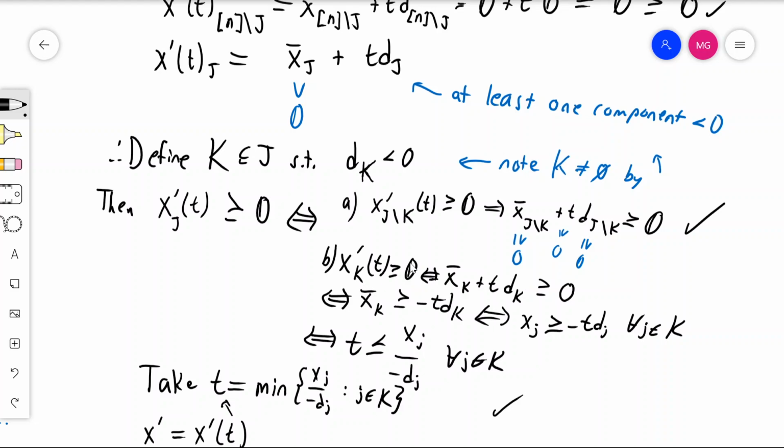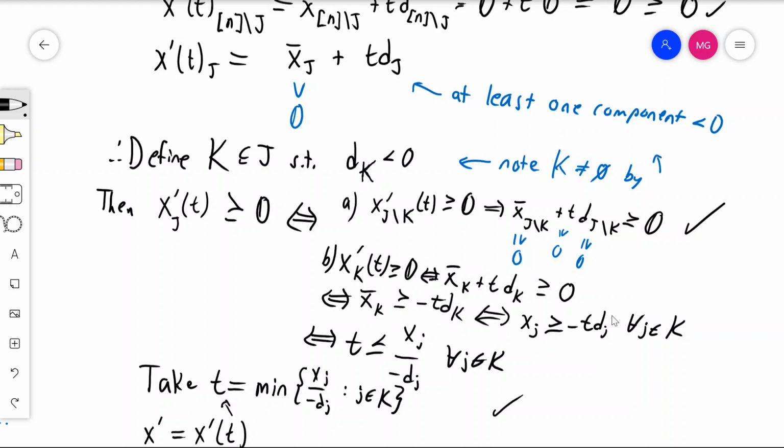So x prime of t indexed by K, those are non-negative if and only if the corresponding components of x bar plus td are non-negative. And these are vectors, right? They're subvectors of the overall vectors x bar and d indexed by K. So you just move this to the other side: x bar greater than or equal to minus t d_K. And for one vector to be greater than or equal to another, that means each of the individual components. So this inequality has to hold for all the components in that index set.